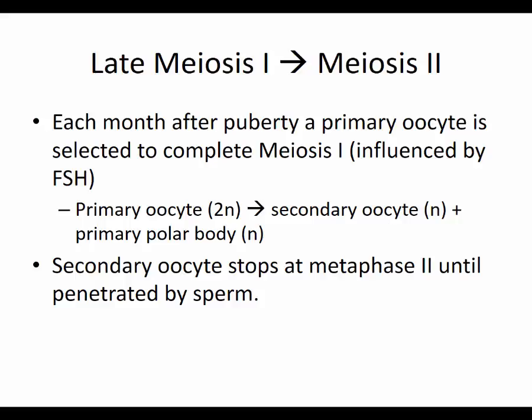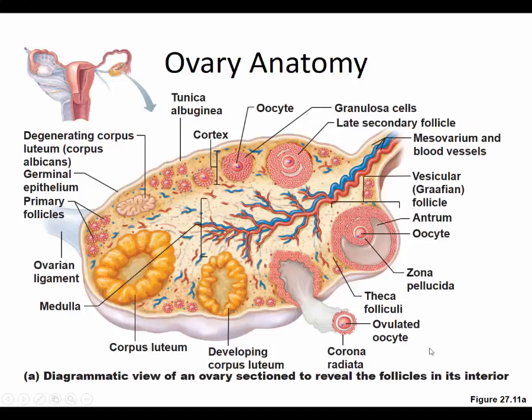So when this secondary oocyte is released at ovulation, it's stuck in metaphase 2. So the chromosomes are lined up on the center of the cell. It's ready to separate, right? But that has not happened yet until fertilization.